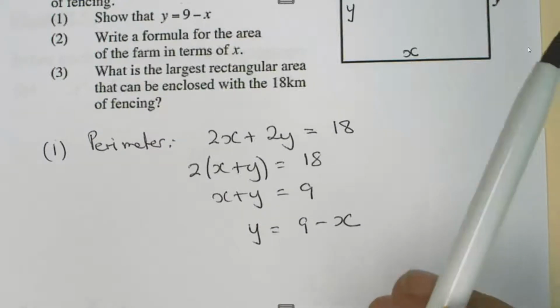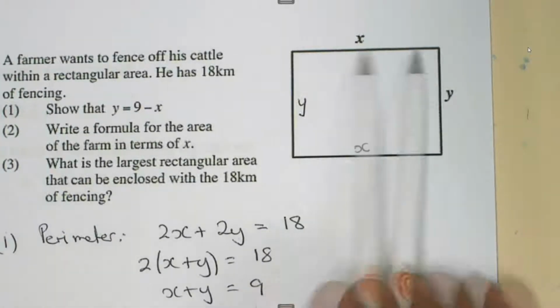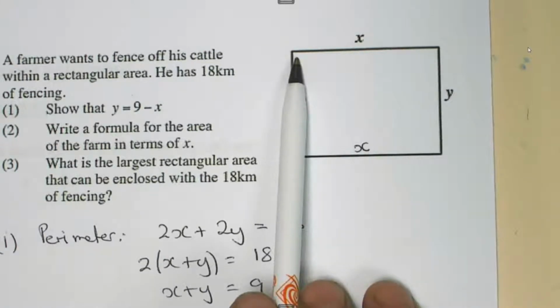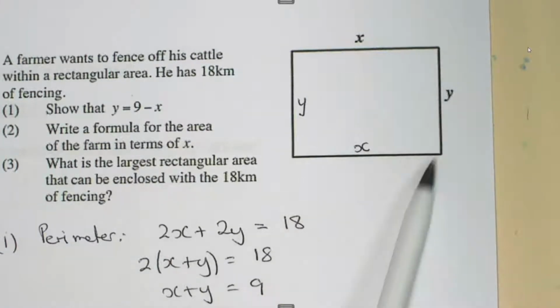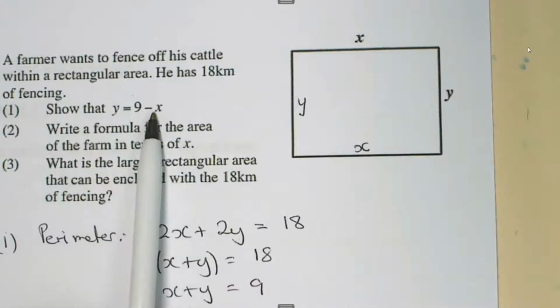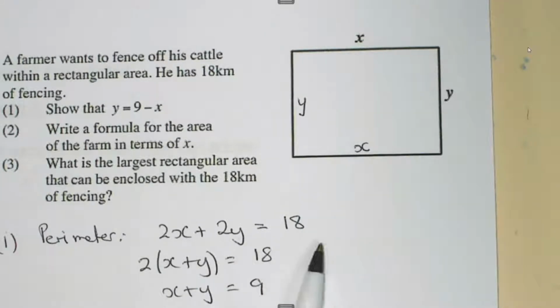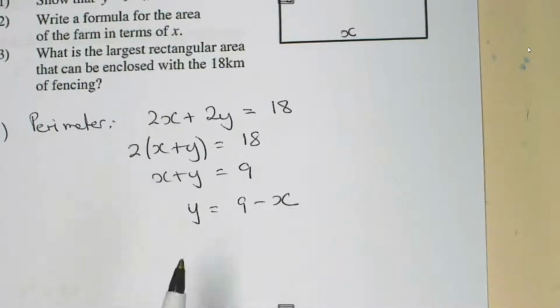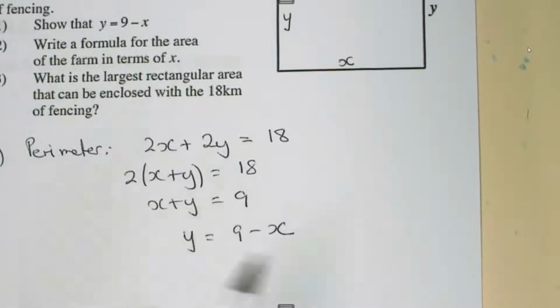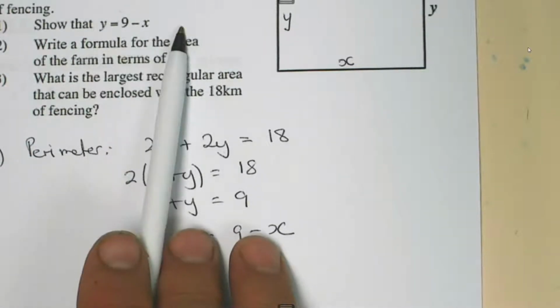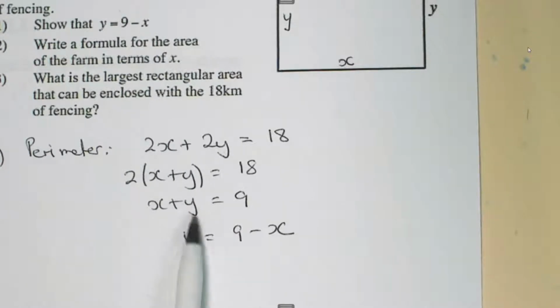I repeat the question. A farmer has 18 kilometers of fencing. If the length is x, the breadth is y, prove that y is equal to 9 minus x. Because the perimeter is twice length plus breadth, so twice x plus y is equal to 18. Take out a common factor of 2, then divide both sides by 2. So x plus y is equal to 9. But let's make y the subject of the formula, because the question says show that y is equal to 9 minus x. So I made y the subject of the formula. I took x across, it became negative x: 9 minus x.